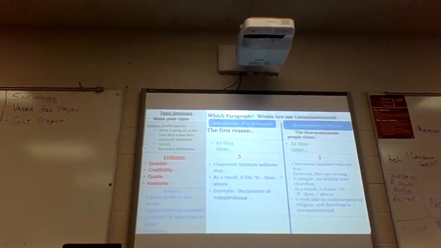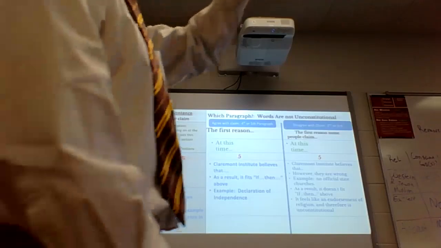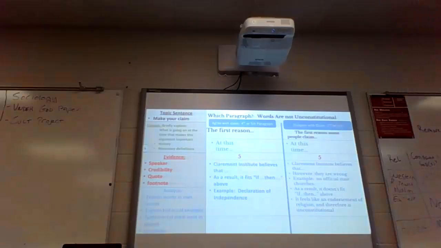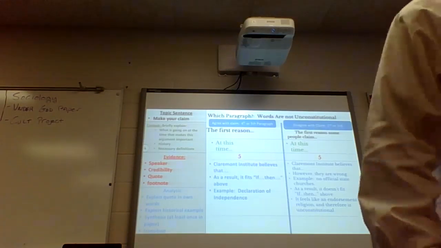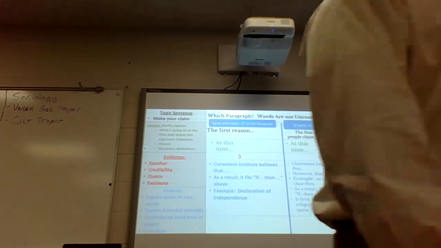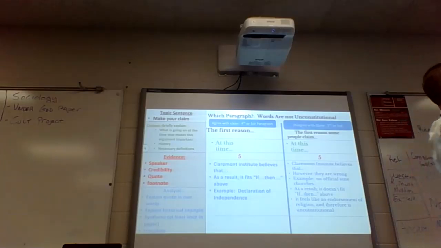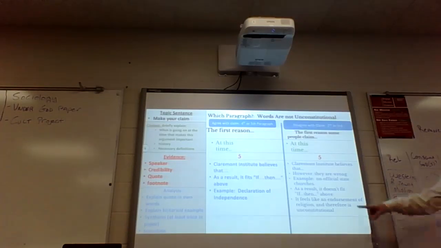But the words in the Declaration, the Pledge, say God, big G, capital G, not little g. Doesn't say a bunch of gods. Doesn't say Zeus. Doesn't say Lucifer. It says God, capital G, God. That's an endorsement of one religion over another. It doesn't say Yahweh. It doesn't say Allah. It says God. Big G God. That is an endorsement. Eat it, Claremont Institute. It is an endorsement.